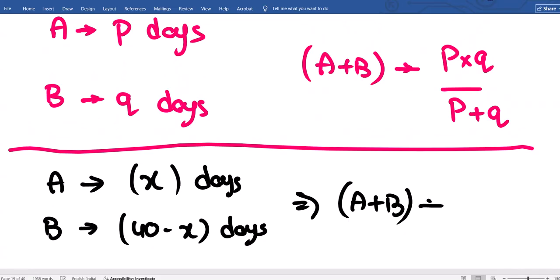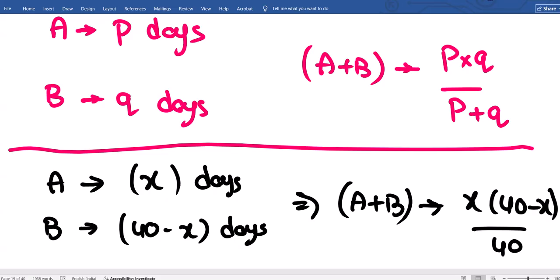X into 40 minus X divided by 40. Agreed or not? A alone P days, B alone Q days, together is P into Q divided by P plus Q. Here X and 40 minus X.